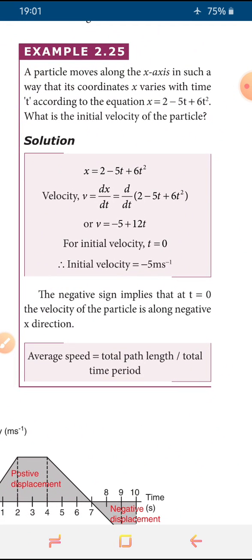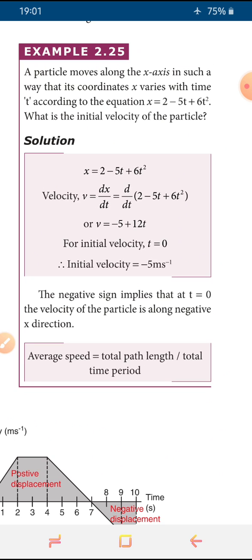So first we'll see example 2.25 and listen to the question. A particle moves along the x-axis in such a way that its coordinate x varies with time t according to the equation x is equal to 2 minus 5t plus 6t square. Then the question is, what is the initial velocity of the particle? What do we have to find out? The initial velocity of the particle.